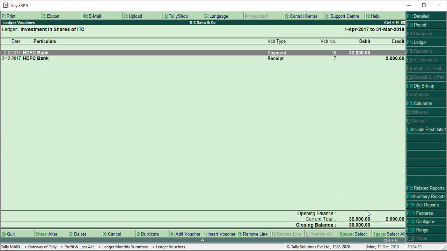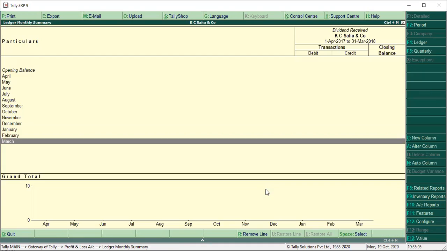That means we have purchased that, but out of 32,000 you have received 2,000 rupees. That is, you can say that 32,000 is payment to our bank, say, and you got the 2,000 rupees in bank only. That is received. So now you can say that the investment in shares of ITC, it's आपको 30,000 रुपए में पड़ा. You have made the investment of rupees. Net amount is 30,000. Clear everyone?